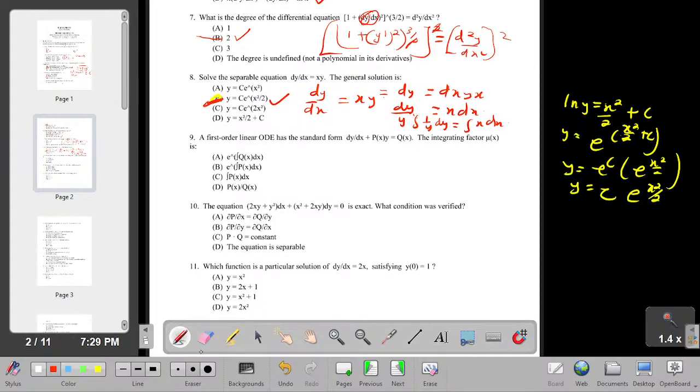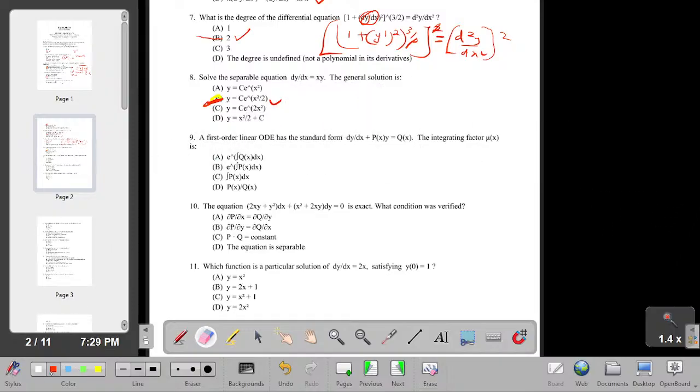Number 9. So, let me clean what I have here. So, number 9, we have a first order linear differential equation that has a standard form of this. The integrating factor is, so these are some few principles you should know. Integrating factor is always equal to e to the power of the integral of p of x dx, and that is easily what we have here. P of x is the coefficient of our y.